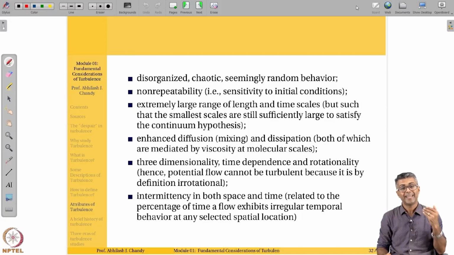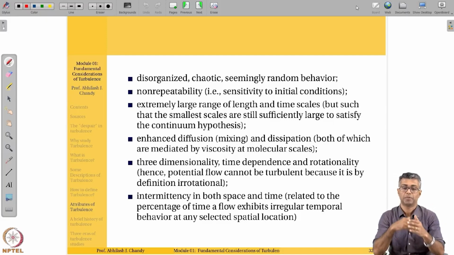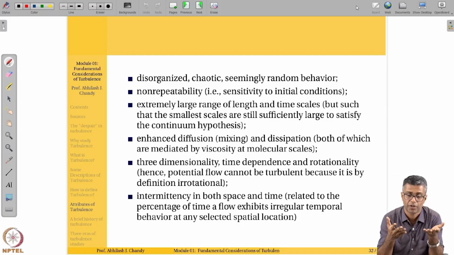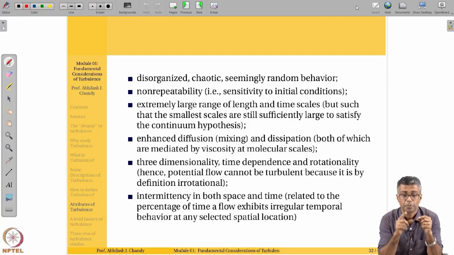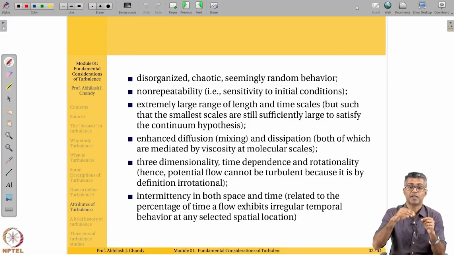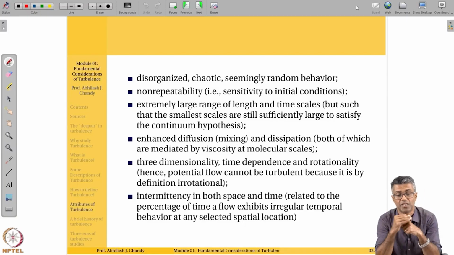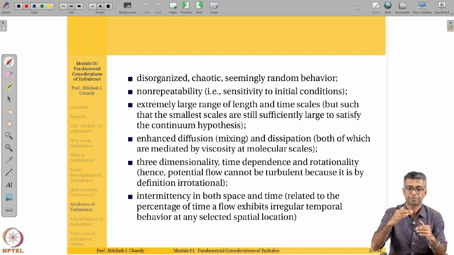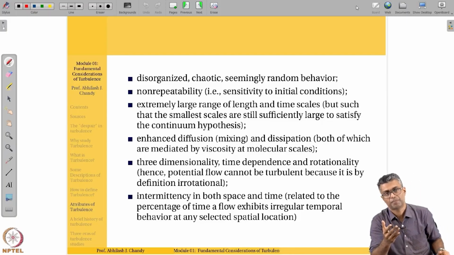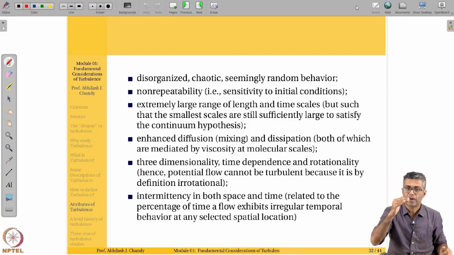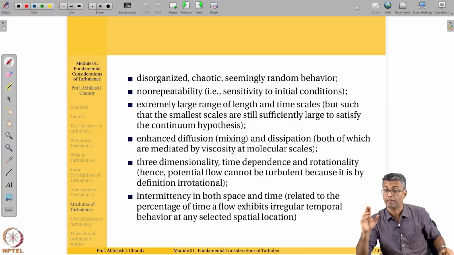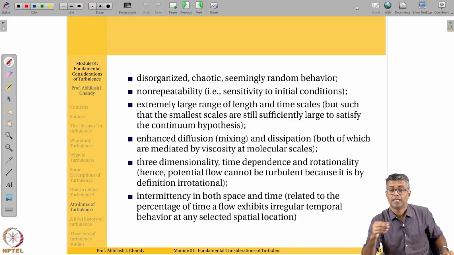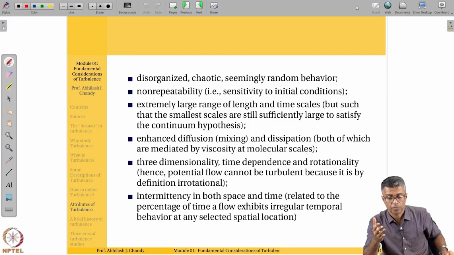And finally, intermittency in both space and time. This is also a concept we cover in detail. It is related to the percentage of time a flow exhibits irregular temporal behavior at any selected spatial location. So how long does it stay irregular? That determines the intermittency. Does it stay irregular only for some periods of time and immediately come back to being regular? Then that wouldn't be classified as turbulent.